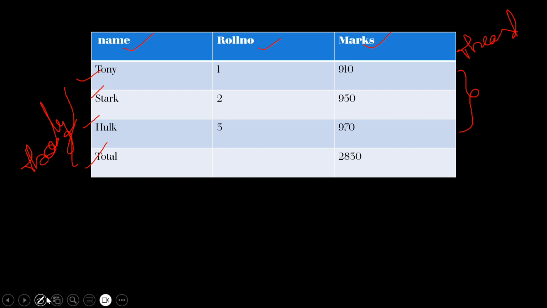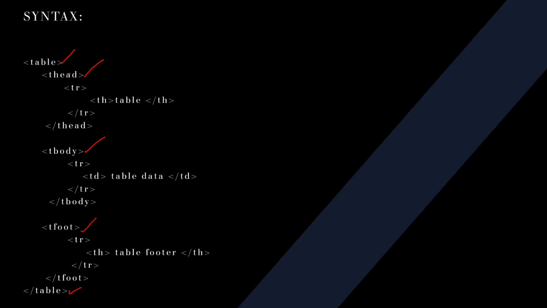So let's go back to the syntax again. So here in table head, we write the headings of our table in between the TR tag. Here the TR is a table row and the TH is the table heading tag. In between the table heading, we write the headings of each column, and in between this table row, each data is written. So up to here is the table head part.